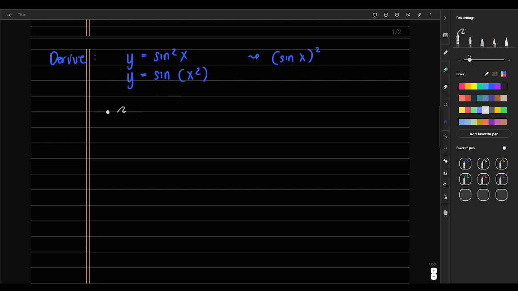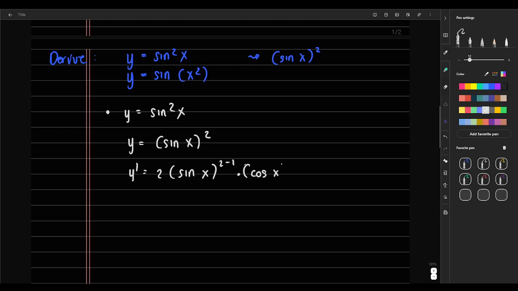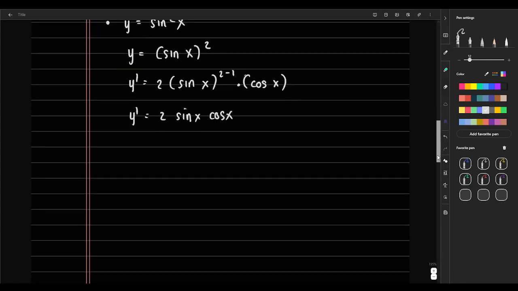Let's derive. First would be y is equal to sine squared x, and rewriting this would give us sine x squared. So y prime, or the derivative of y, would give us 2 times sine of x raised to 2 minus 1, multiplied by the chain effect. The derivative of sine x would give us cosine x. Simplifying, that gives us 2 sine x cosine x. Very easy.